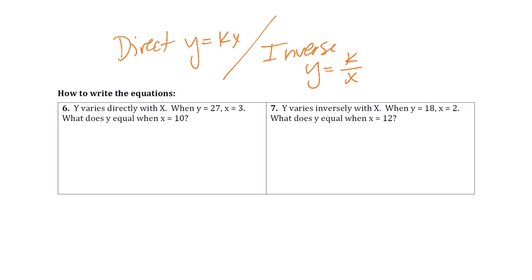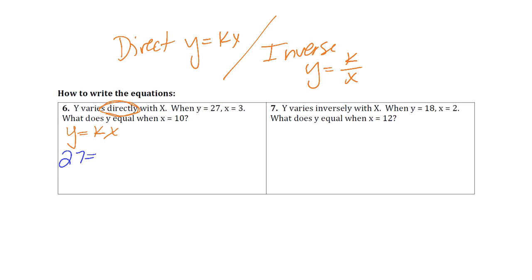Y varies directly with x. So it tells us right here which formula we're going to use. Y equals kx. Bam. First part knocked out. Then it tells us that y is 27. So let's plug that in.